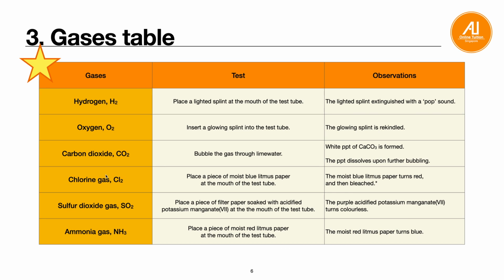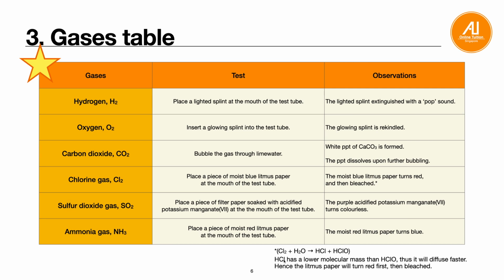Okay, chlorine gas. So you use a moist blue litmus paper, place it at the mouth of a test tube. So the moist blue litmus paper will actually turn red first, then it will bleach. For those of you who are interested why it will turn red first then bleach, this is the reaction going on. Cl2 reacts with H2O. The water comes from the moist litmus paper. You will form HCl plus HClO, which is your hypochlorous acid.